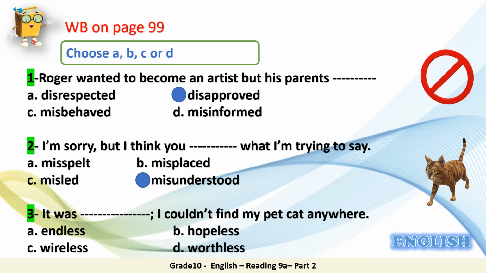Sentence number 3. It was blank. I couldn't find my pet cat anywhere. I tried in vain. So now I'm losing hope. Very good. So the missing adjective is hopeless. Excellent.